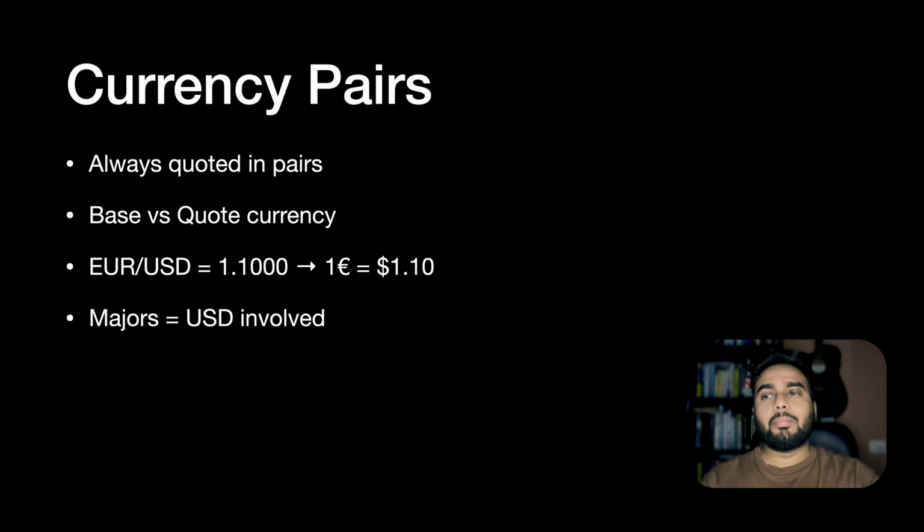The most traded pairs are called majors. For example, EUR/USD, GBP/USD, USD/JPY, and USD/CHF. Anything without the dollar is a minor, like EUR/GBP or AUD/NZD. Once you get this structure, you can read any pair in the market.